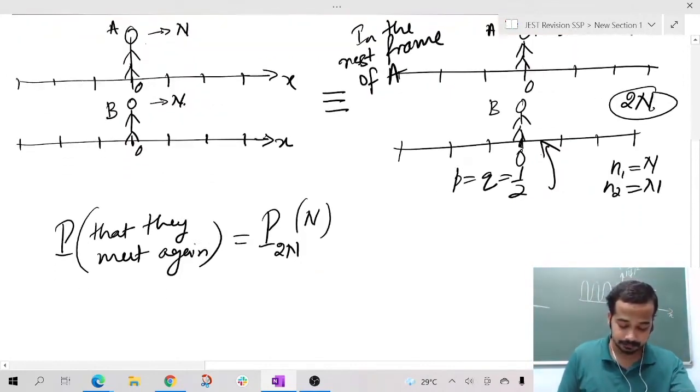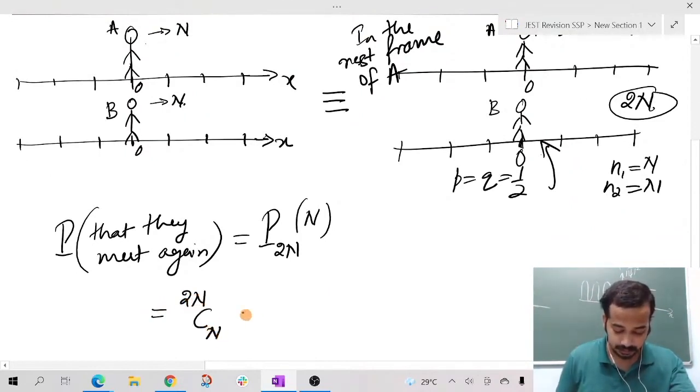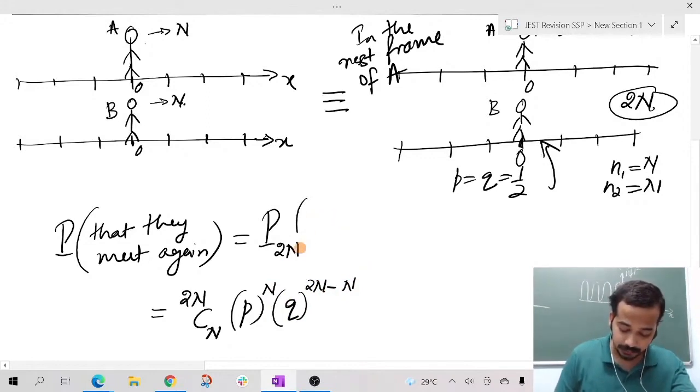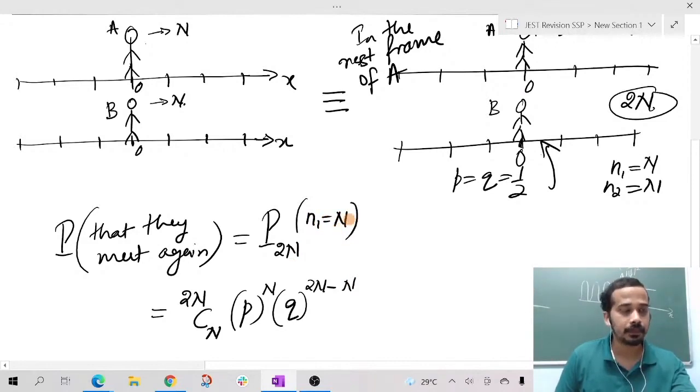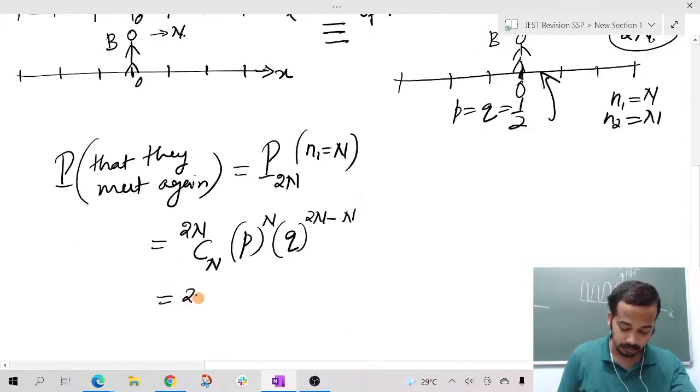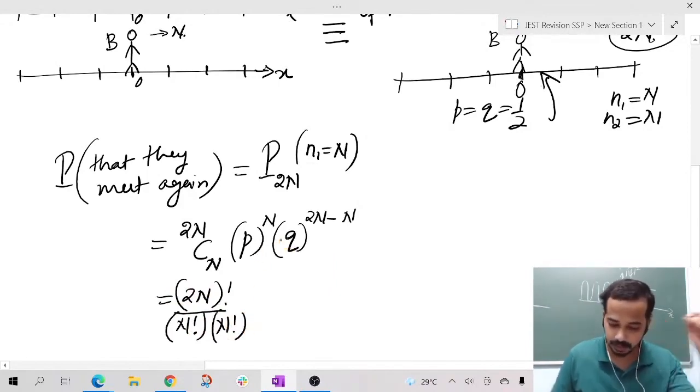Quickly, someone reply. That's equal to 2n C n, p raised to n, q raised to 2n minus n. So can I write like this? After 2n steps, n1 steps to the right, that's equal to half of this one. Are you getting this point? So this is equal to 2n factorial divided by n factorial, n factorial. This is half, am I right? This is half and half.